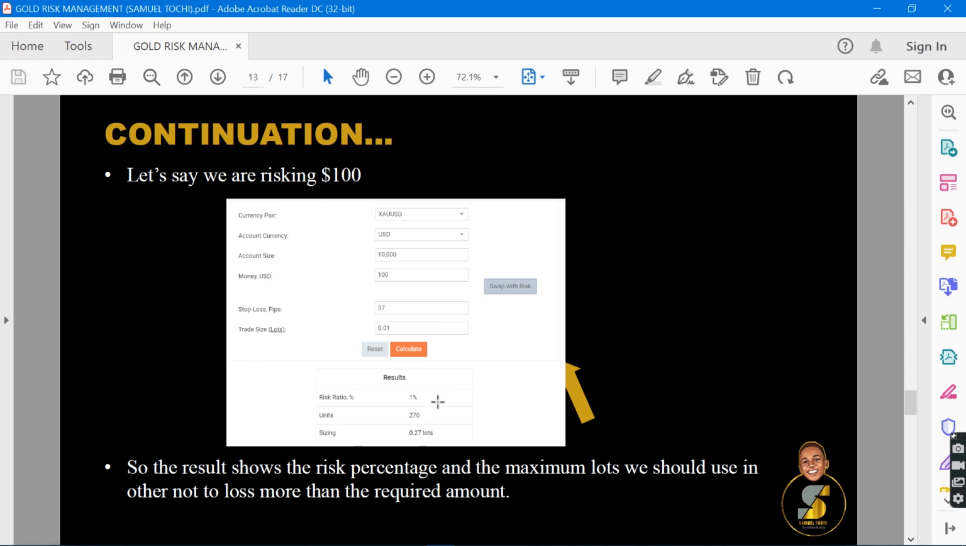So this is just pretty much simple. It shows you ahead of time before entering a trade how much you will be losing if this trade should go against you. So it makes you trade freely, not like those people trading blindly, who just put any lot size and enter the trade blindly. So this one shows you ahead of time that if this trade goes against you, this is the amount you are going to be losing.